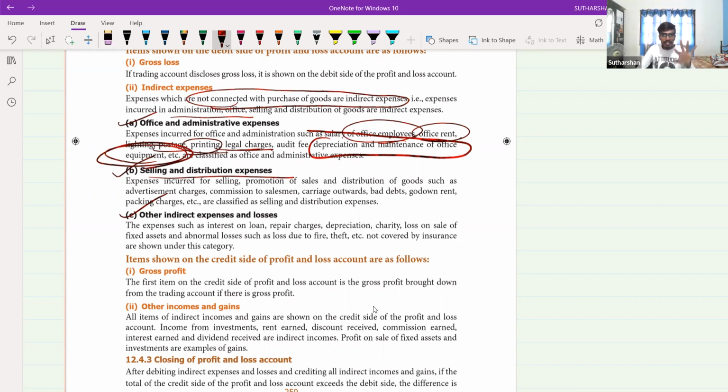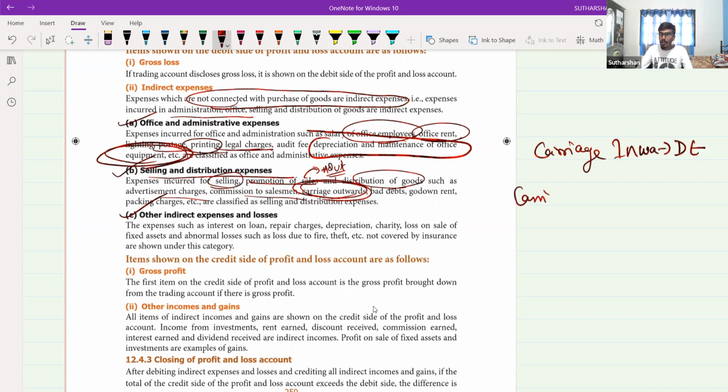All of that is sales and distribution expenses, expenses related to selling, promotion of sales. Promotion of sales is nothing but your advertisement, and distribution of goods, such as advertisement charges, commission to salesman, carriage outwards. Keep a point: carriage inward or carriage on purchases will be your direct expense. Carriage outward or carriage on sales will be your indirect expense. Make a statement here and put a box.